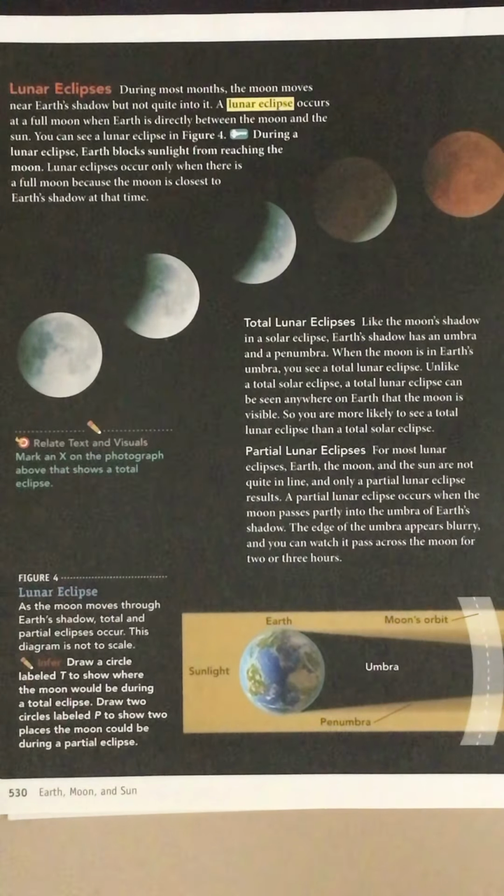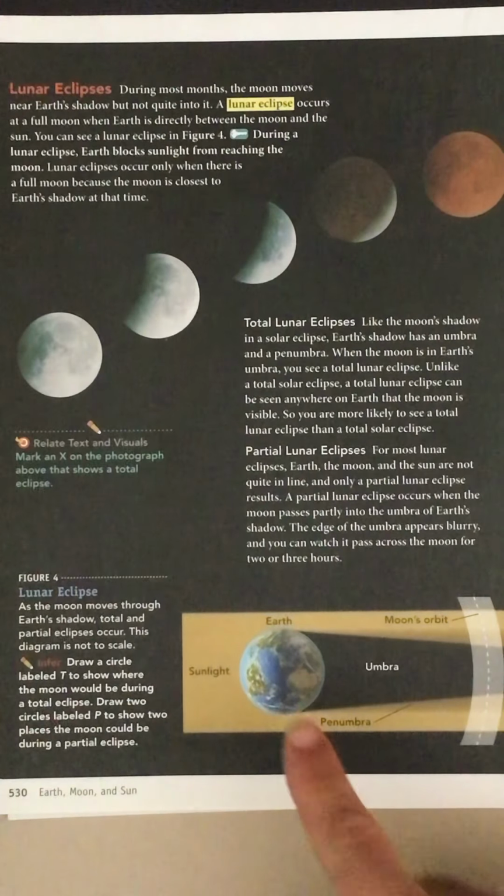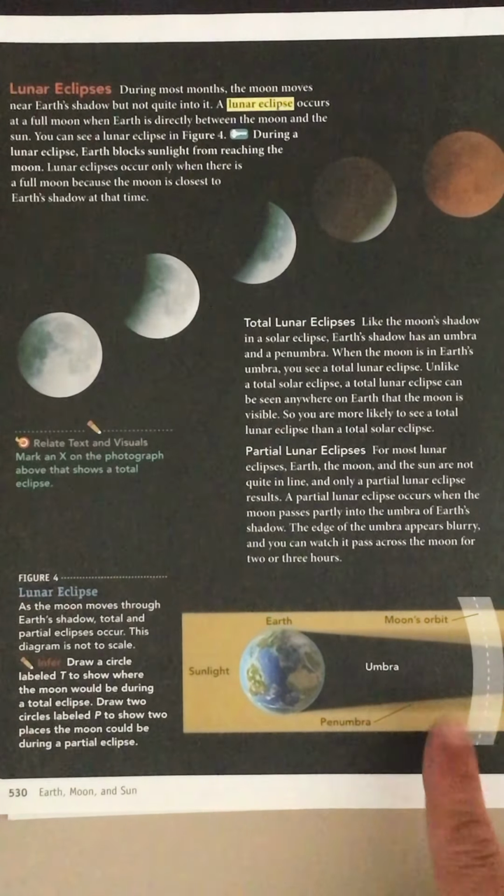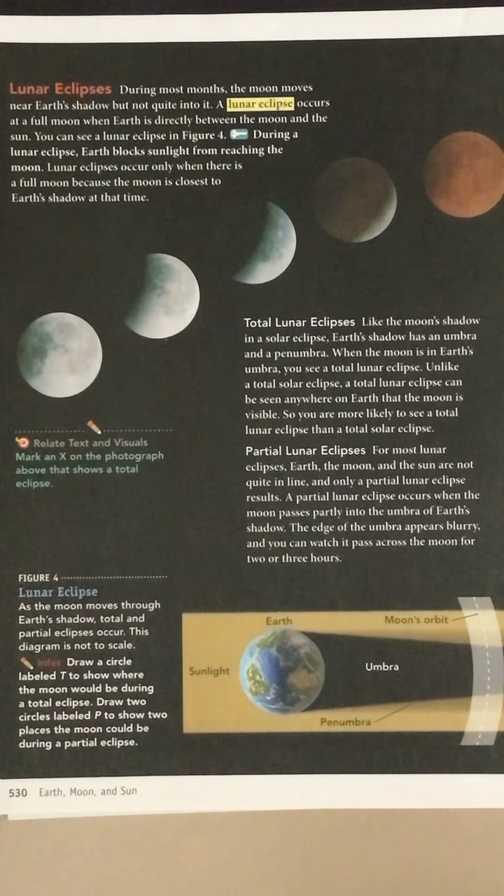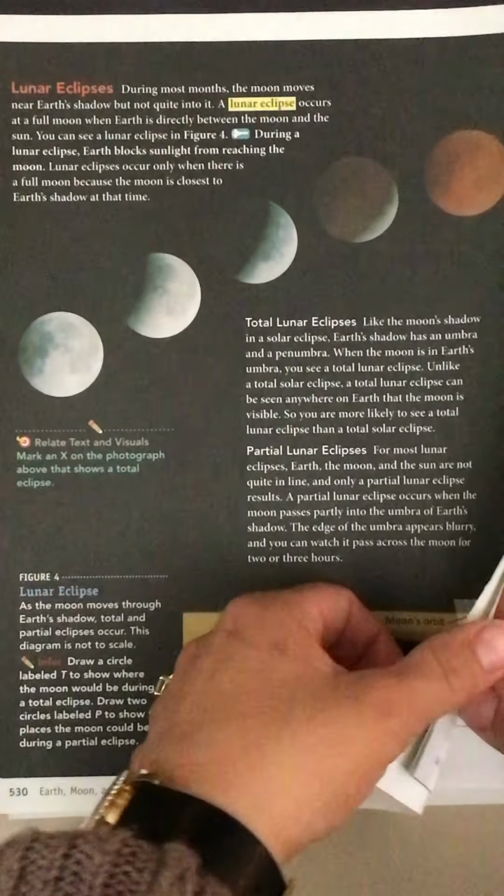Partial lunar eclipses: for most lunar eclipses, Earth, the moon, and the sun are not quite in line, and only a partial lunar eclipse results. A partial lunar eclipse occurs when the moon passes partly into the umbra of Earth's shadow. The edge of the umbra appears blurry, and you can watch it pass through the moon for 2 or 3 hours. That is the end of our lesson.